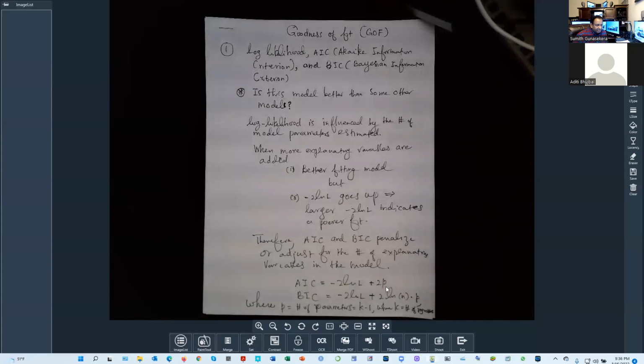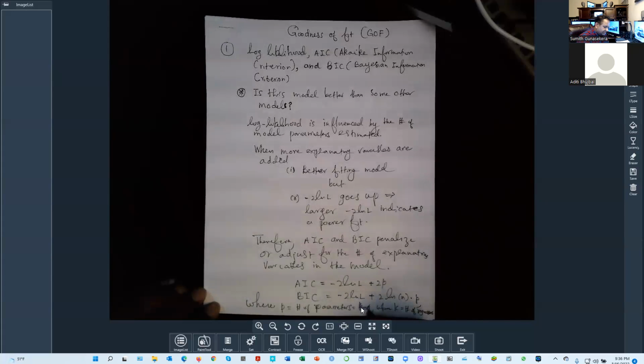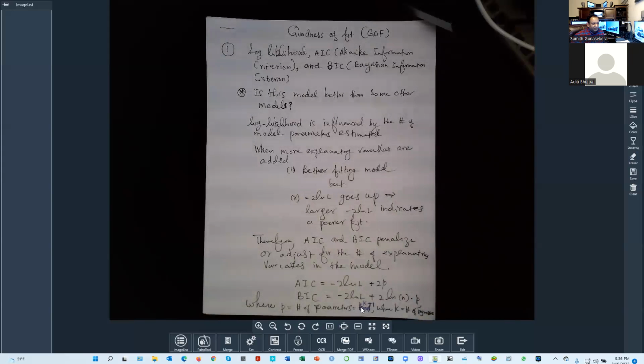Number of parameters. This one is not right. There's no such thing. The number of parameters, if you want to put it this way, is k plus 1, where k is the number of regressor variables. p is the number of parameters, including the beta naught. So k is the number of regressors, and p is k plus 1.